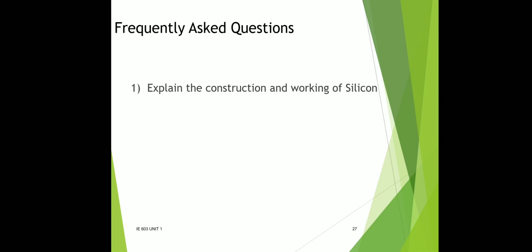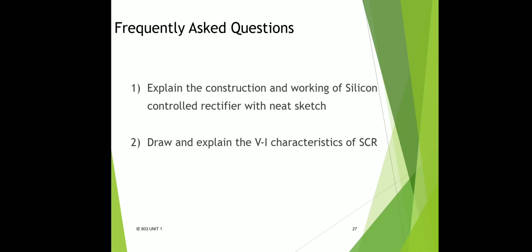And what questions can we expect from this topic? From essay questions we can expect: explain the construction and working of SCR with neat diagrams, and draw and explain the VI characteristics of SCR. That means we can expect long answers. Write short notes on two transistor analogy. This also we can write. It is a combination of 2 transistors, one PNP and one NPN.